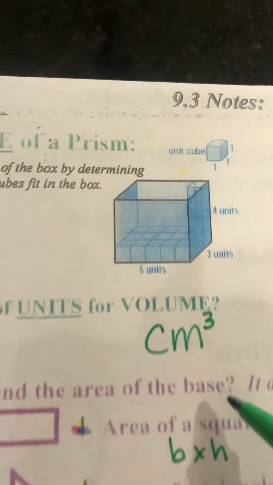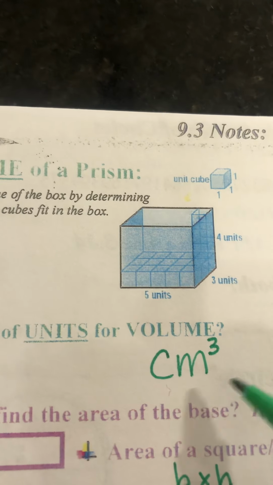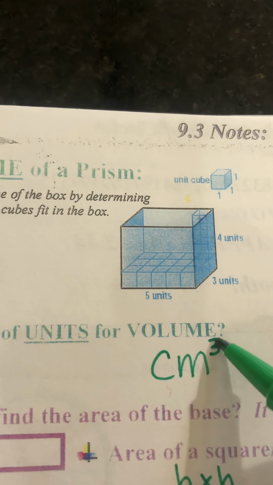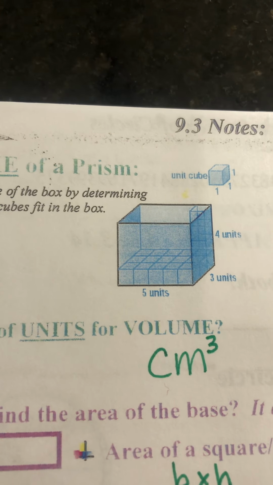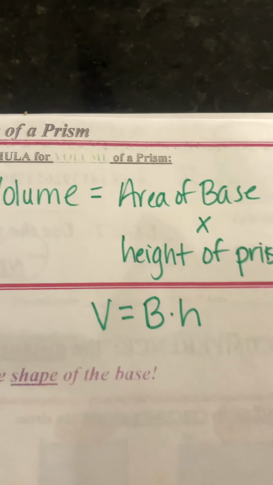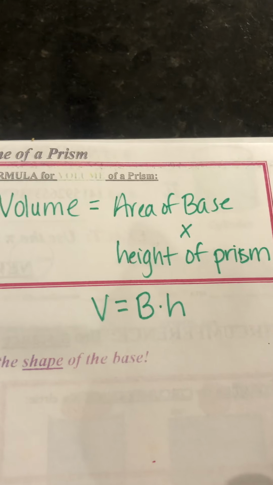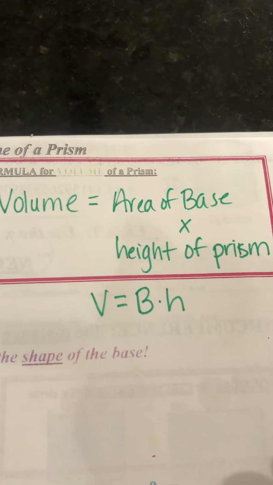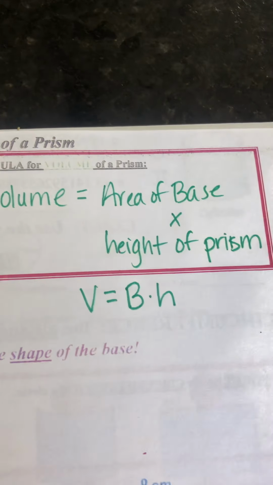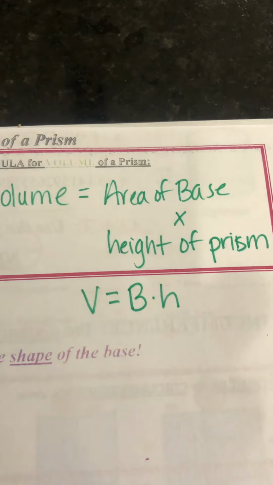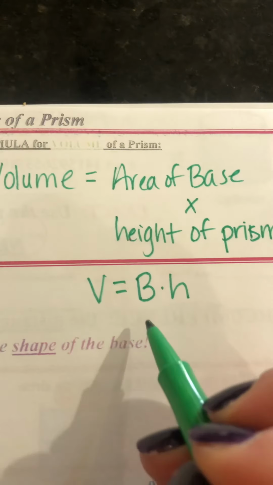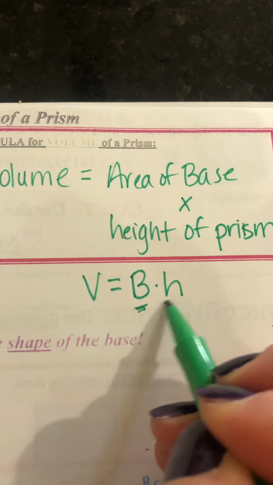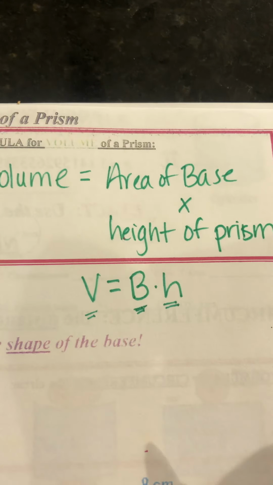You'll remember from middle school that we use cubic units for volume. So we have the little baby 3 here for the cubic units. The formula for volume of any prism is area of the base times the height of the prism, or capital B for area of the base, and then H for height, and of course V for volume.